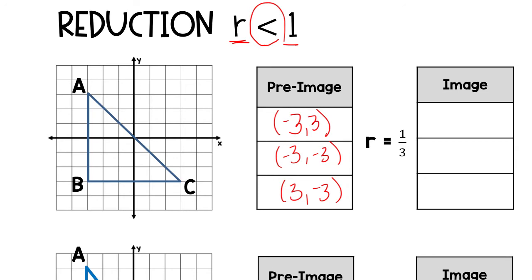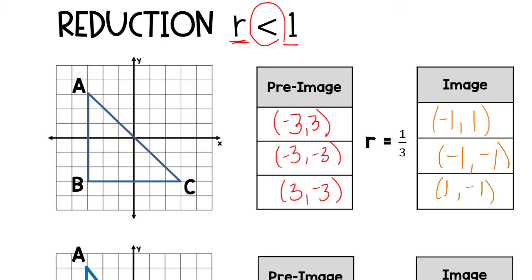So what I'm going to do is take this R and multiply it by the X and the Y value for each point. So -3 times 1/3 is the same as -3 divided by 3, and that's -1. 3 divided by 3 is +1. For the B point, -3 divided by 3 is -1. -3 divided by 3 is -1 again. And then for the C, 3 divided by 3 is 1. -3 divided by 3 is -1.